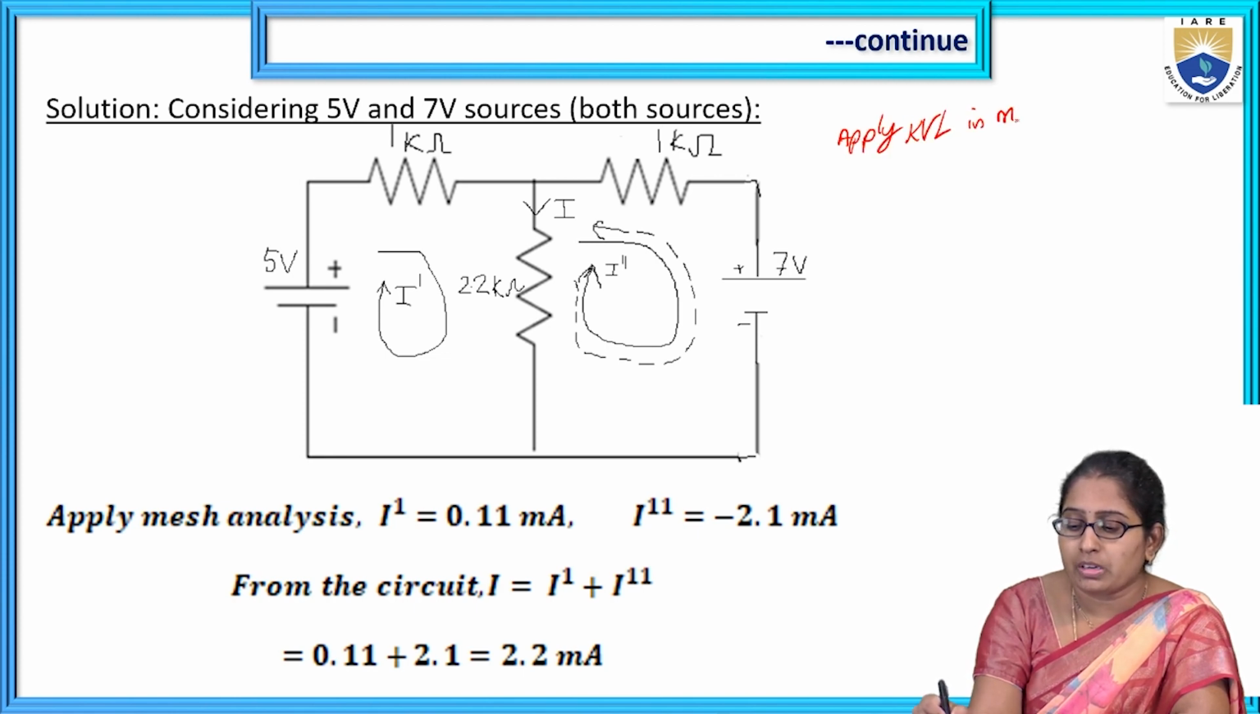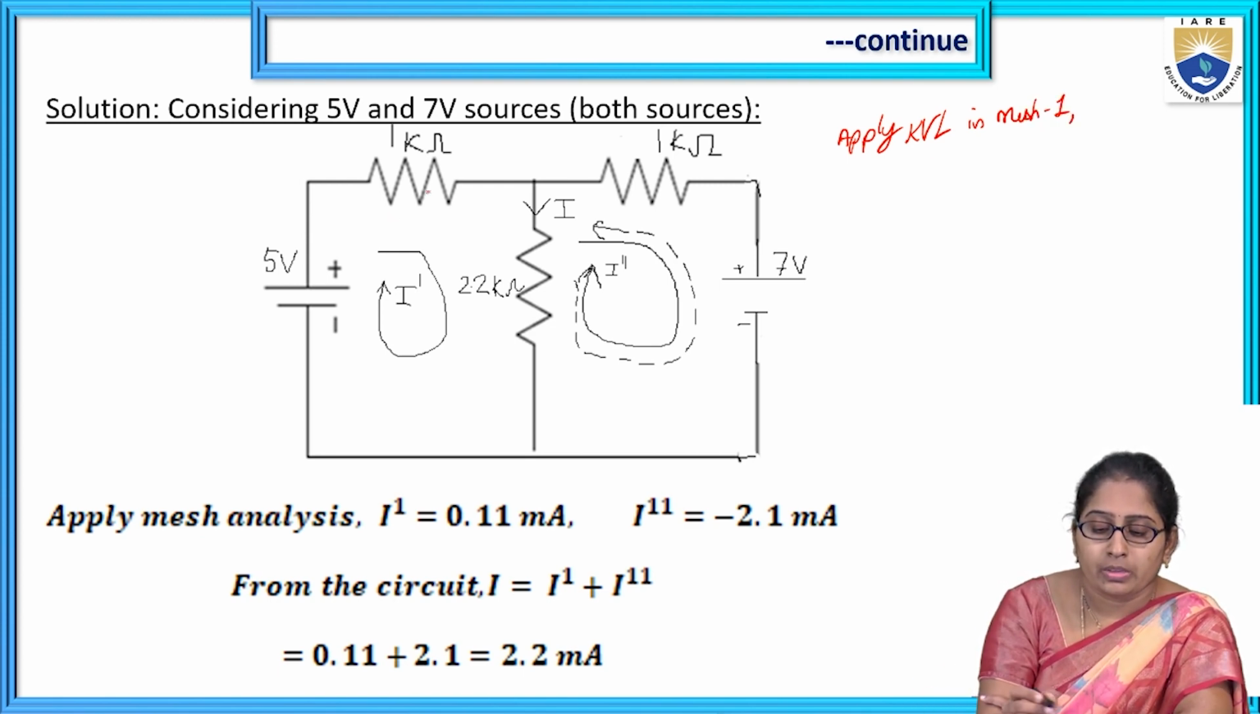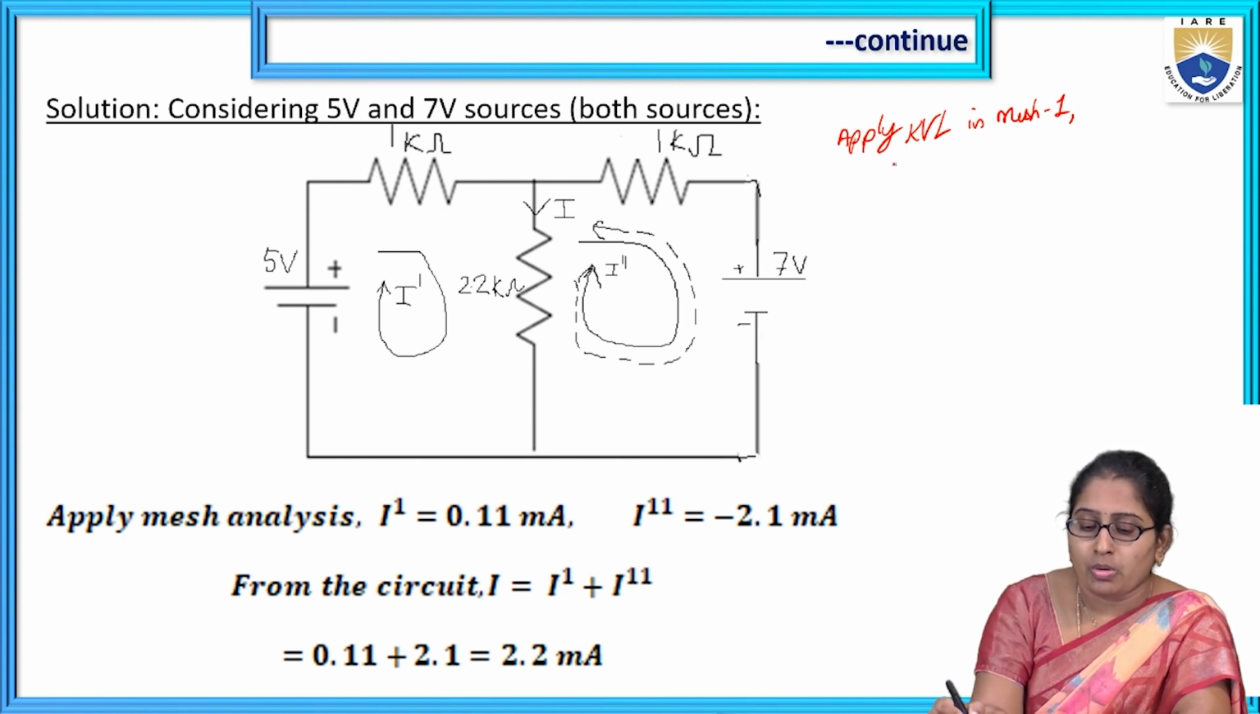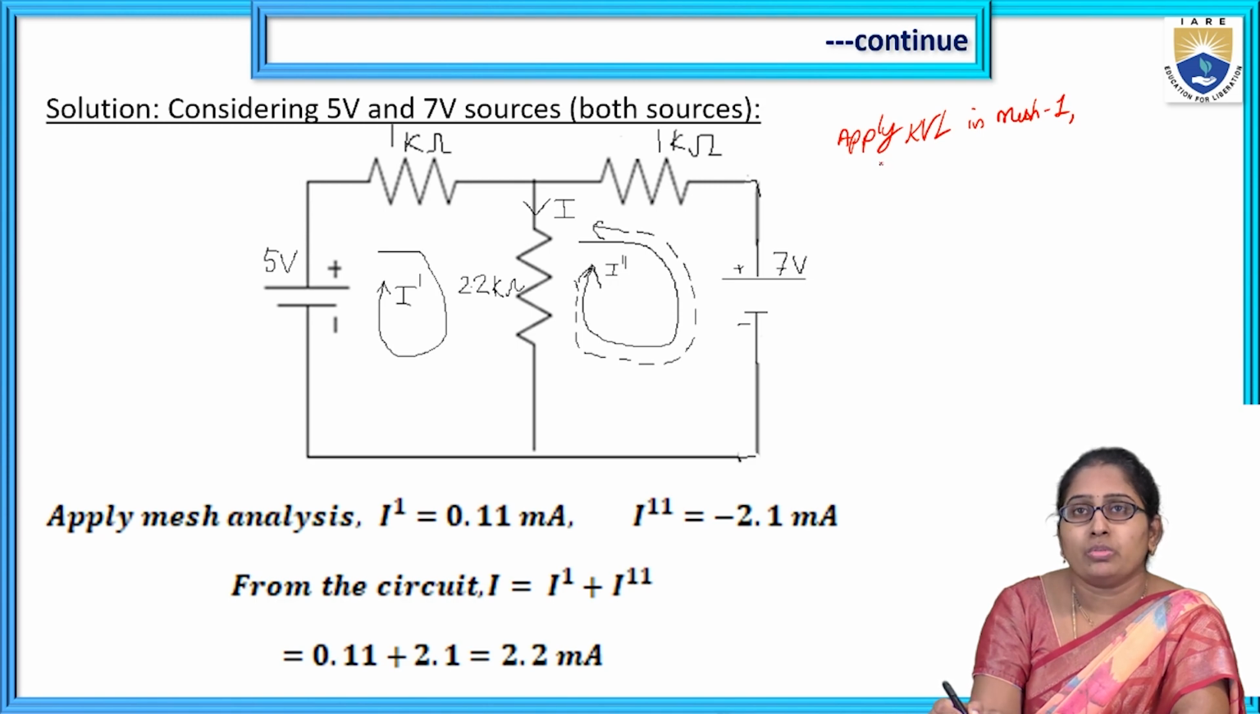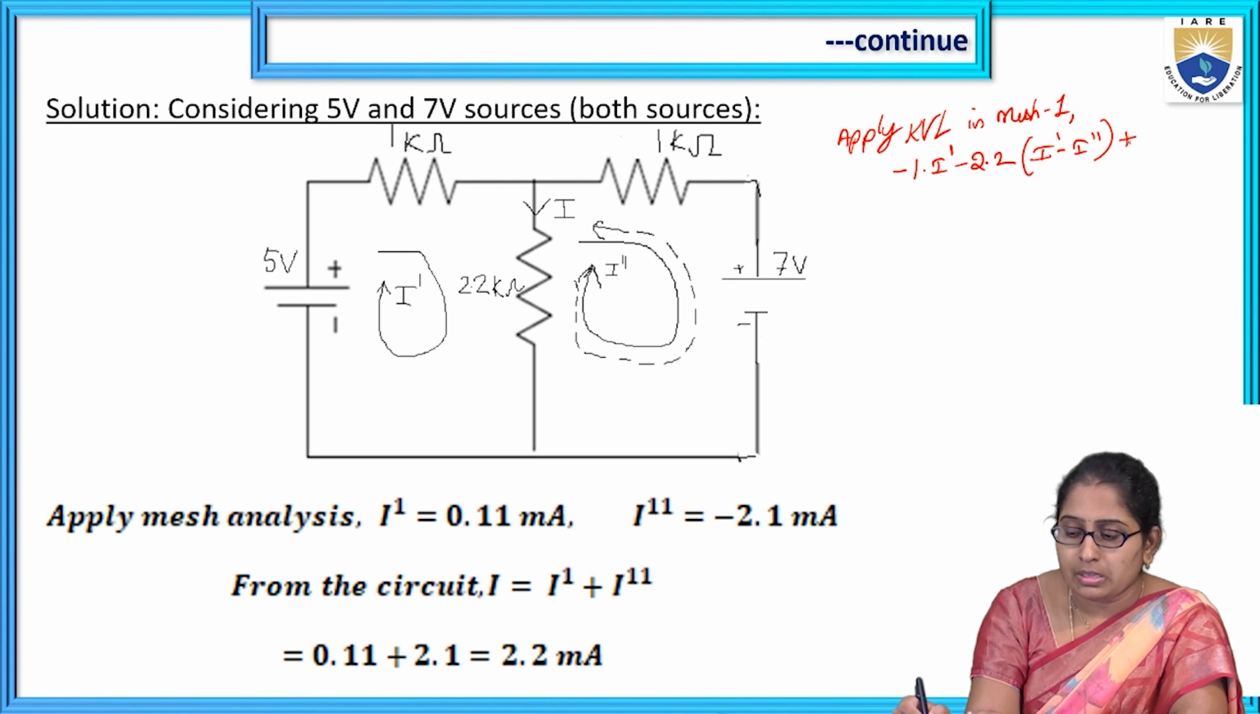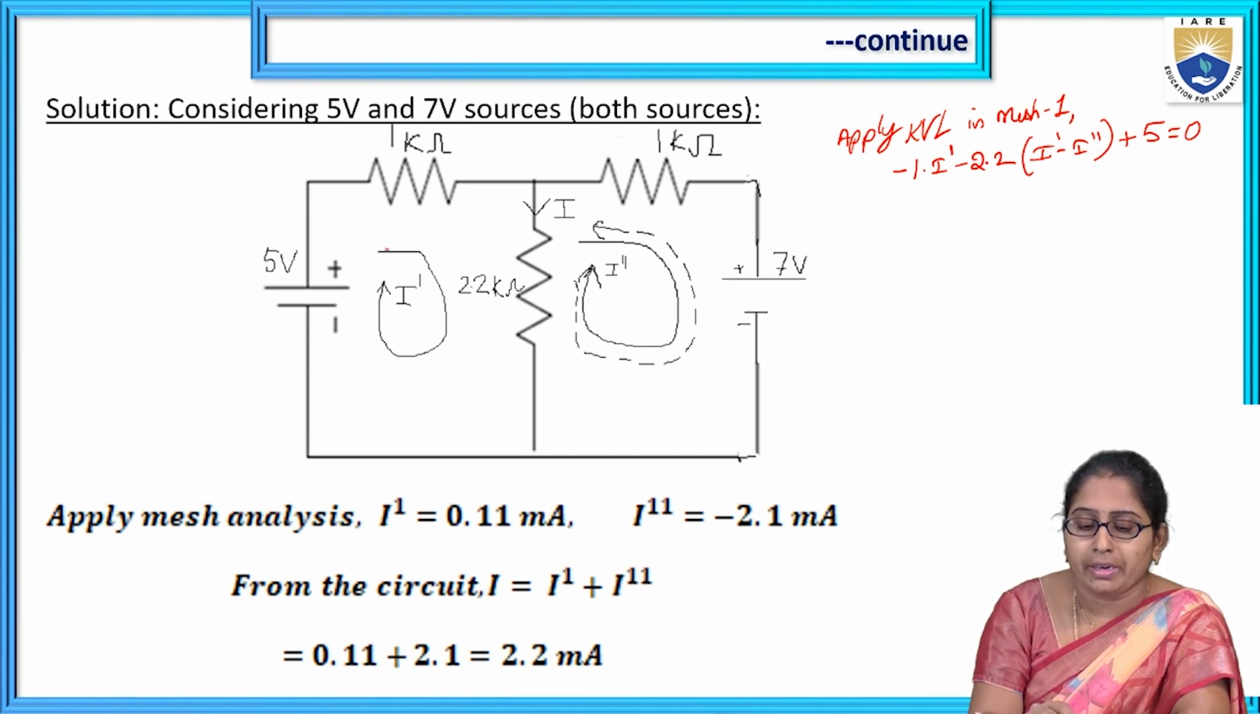in mesh 1. So KVL in mesh 1. What does this become? All resistors are in kilo ohm. So I write 1 into I dash minus 2.2 into I dash minus I double dash plus 5 equal to 0. That is by applying KVL. So from here I started.